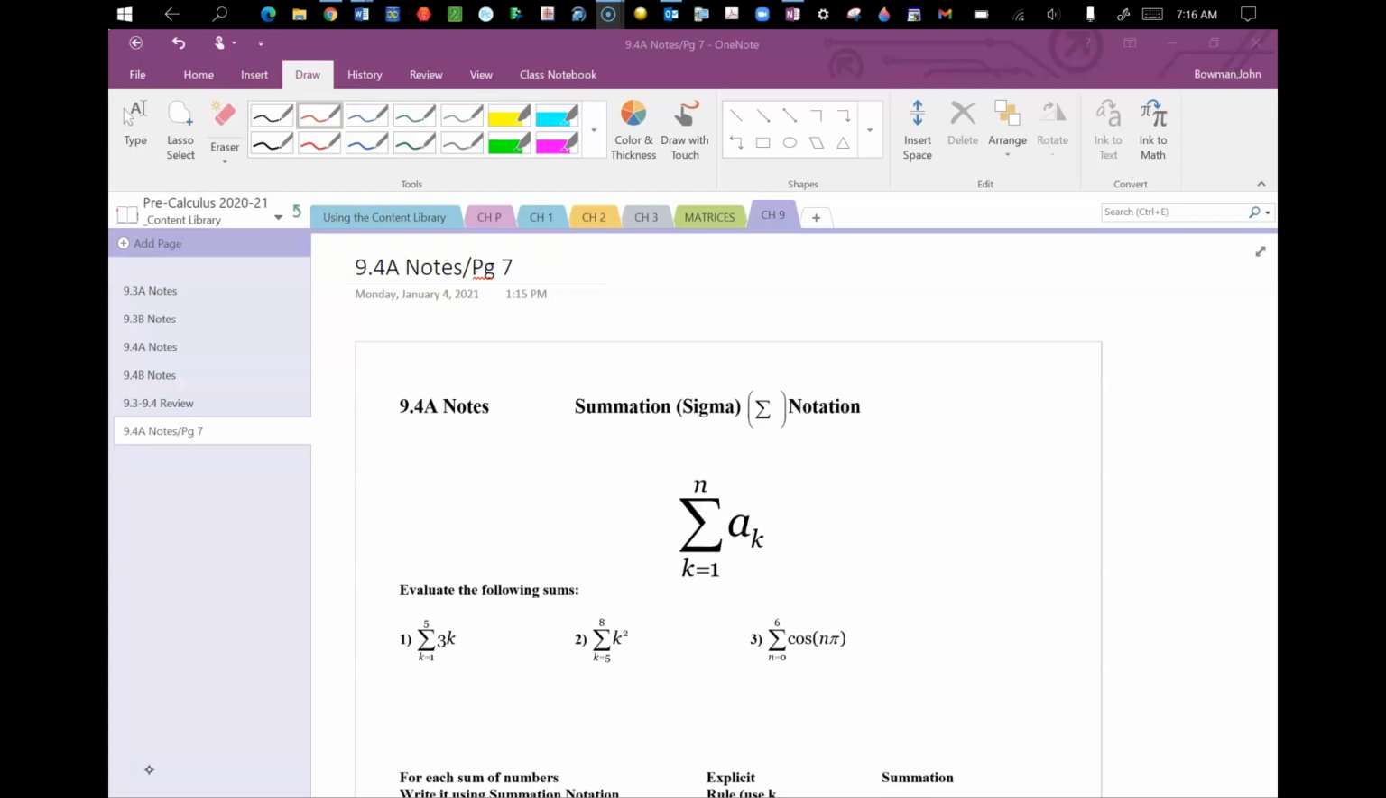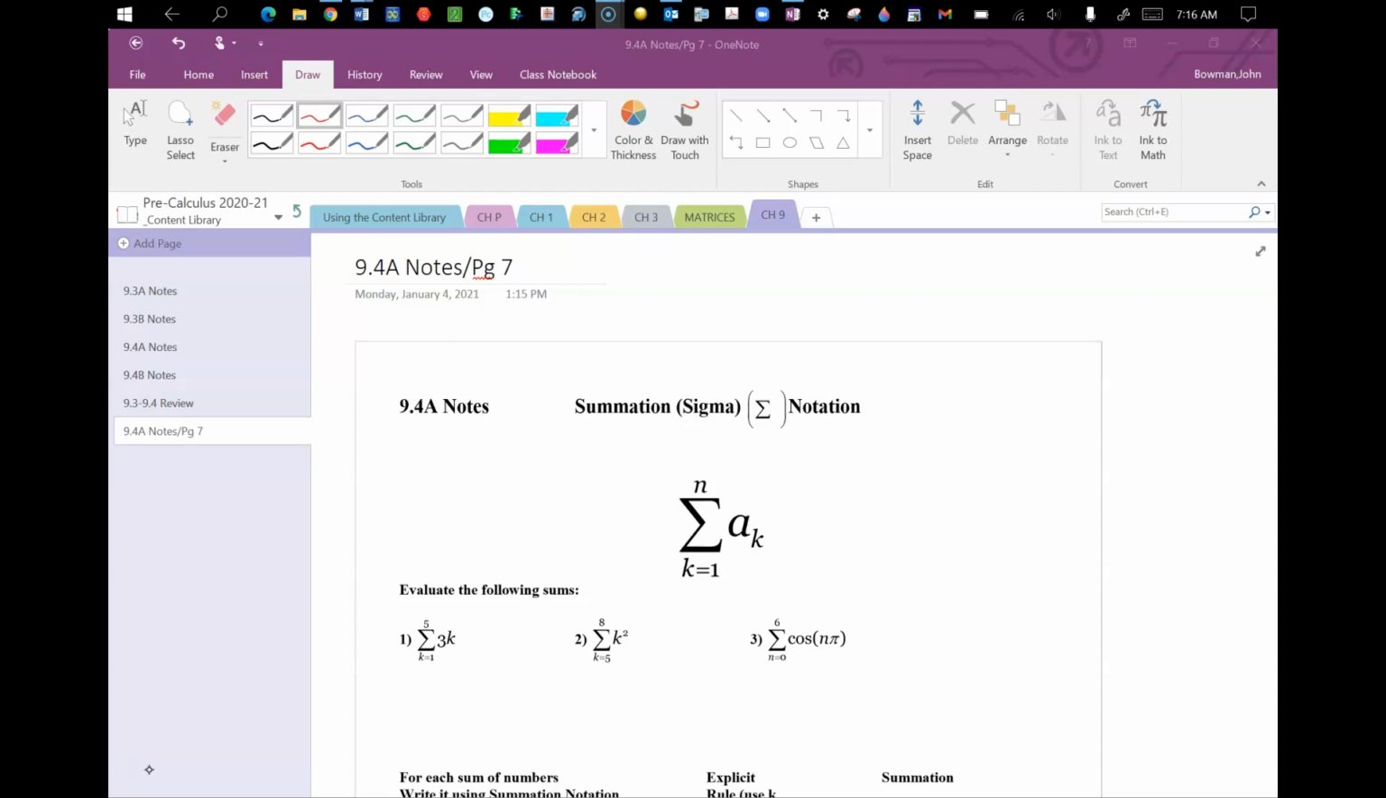Today, in this video, we're going to talk about the idea of writing a series, which is the sum of the terms in a sequence, using sigma notation. There are slight differences here if you are in anyone else's class between the notes, but I will point those out as we go along.